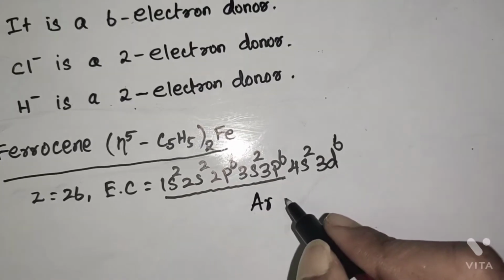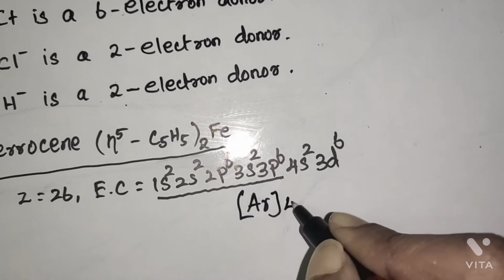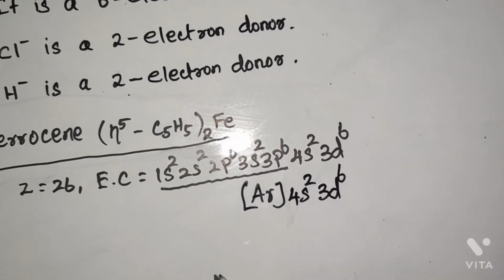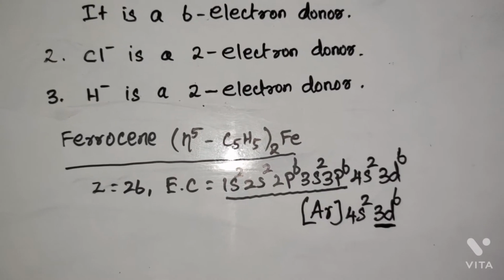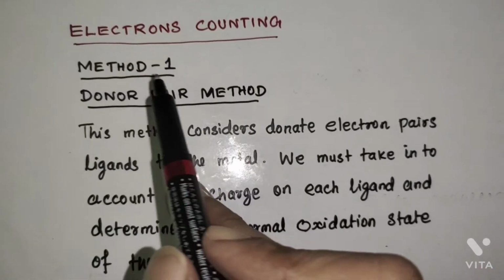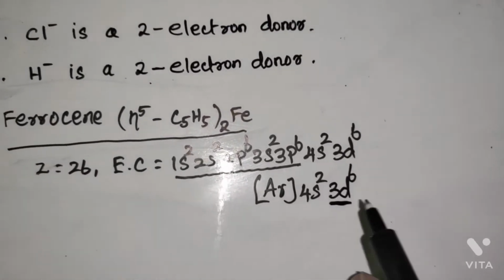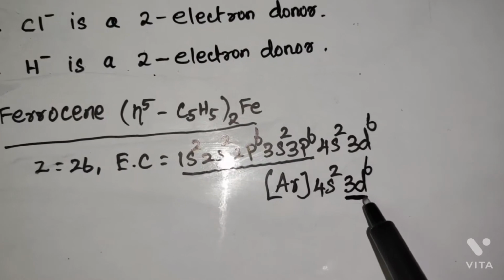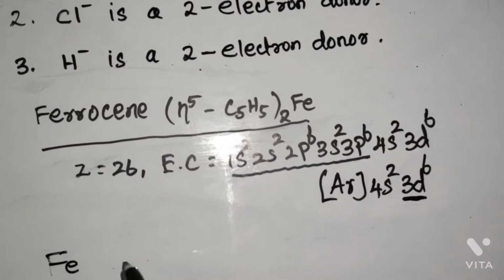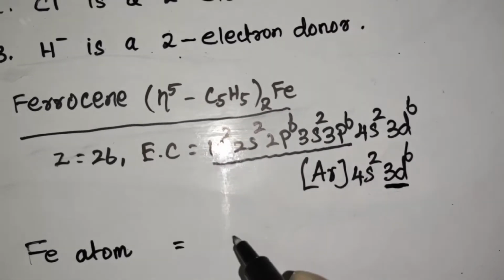This electronic configuration is also written as argon 4s2 3d6. Now, method 1, the donor pair method, considers the d electrons only. Therefore, the iron atom has 6 electrons.